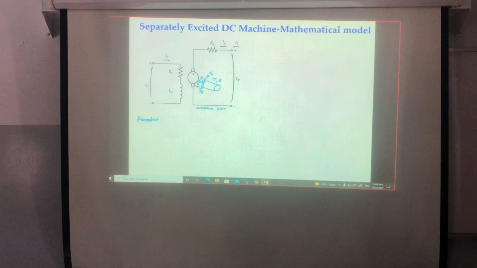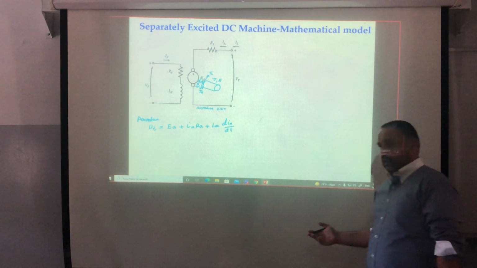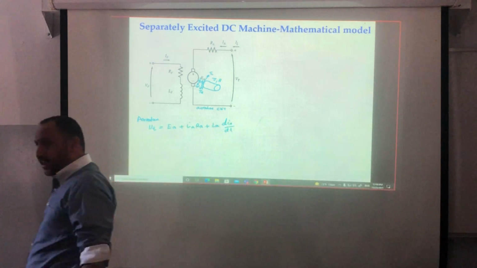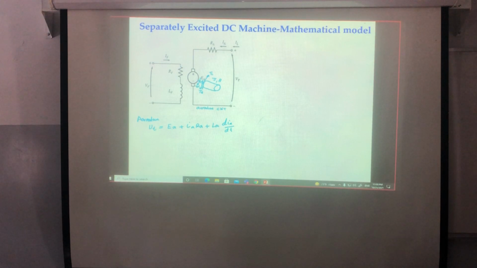VT equals EA plus IA RA plus LA dIA by dt. Yeah? Simply here what I'm using is KVL, and the knowledge of Ohm's law and Faraday's law of induction.